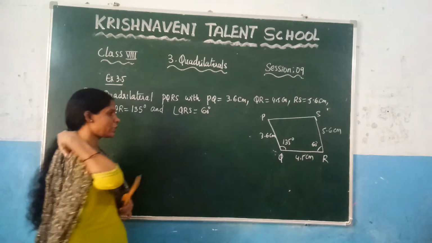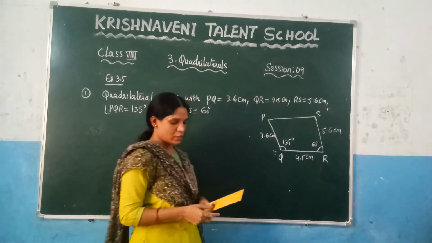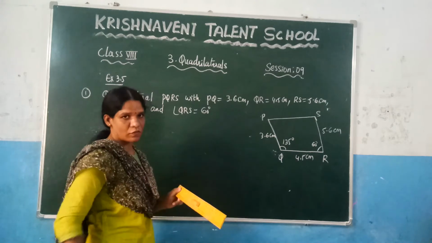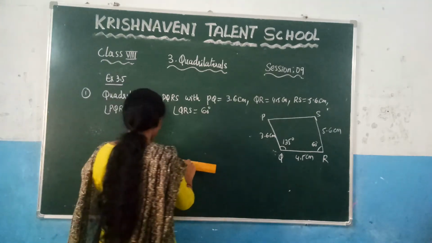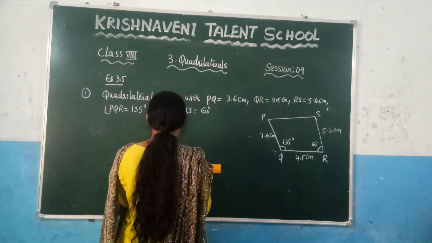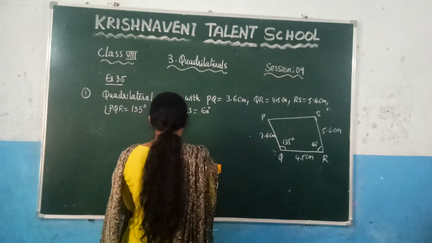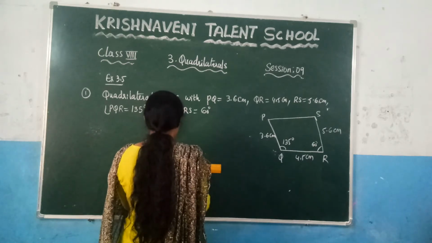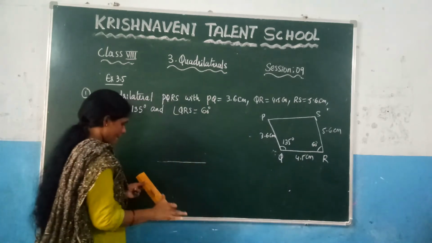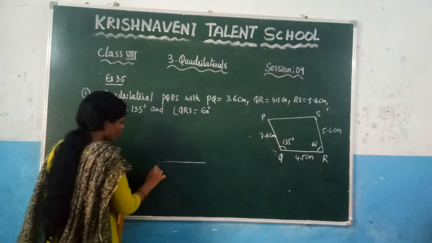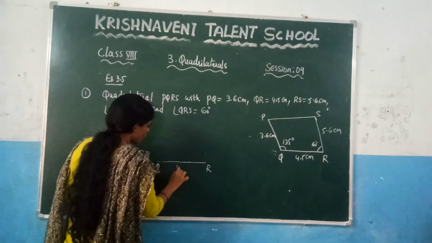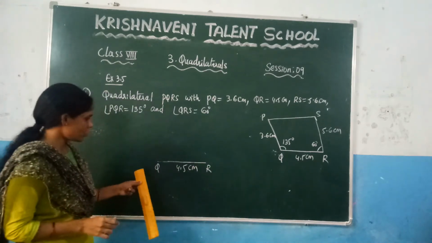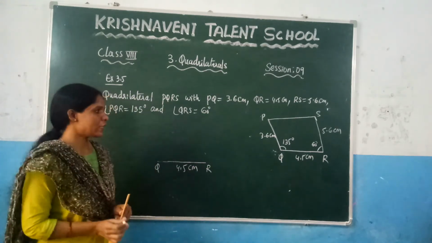First you need to draw the base of 4.5 centimeters. You know that in between 4 and 5 you will have 4.5. So draw it here, 4.5 centimeters, and name it QR, which is equal to 4.5 centimeters. Now at angle Q, you need to draw 135 degrees.